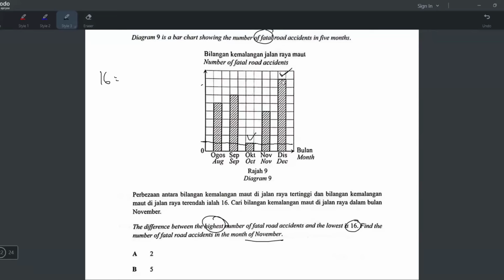So let's count for this. 16 is the difference for December and October. For October there is only one box. December has 1, 2, 3, 4, 5, 6, 7, 8, 9 boxes. 9 boxes, right? So what is the difference between 9 boxes and 1 box? 8 boxes, because you take 9 minus 1. So 8 boxes, but 16 is the difference. That means 8 boxes represents 16.